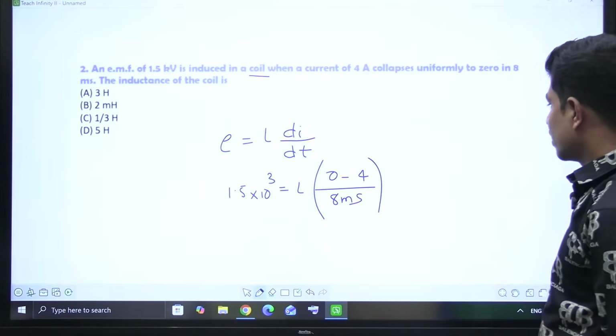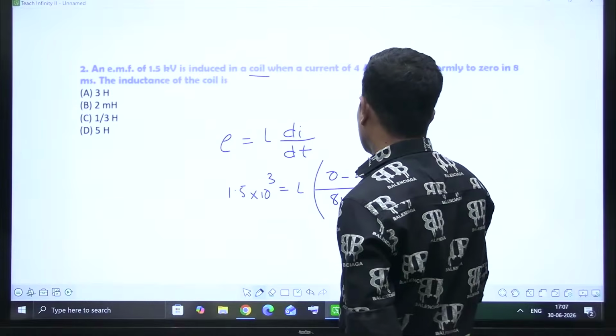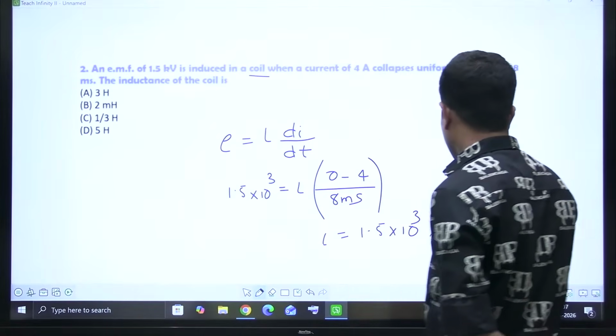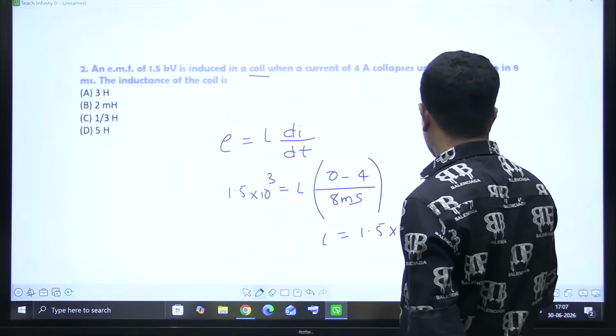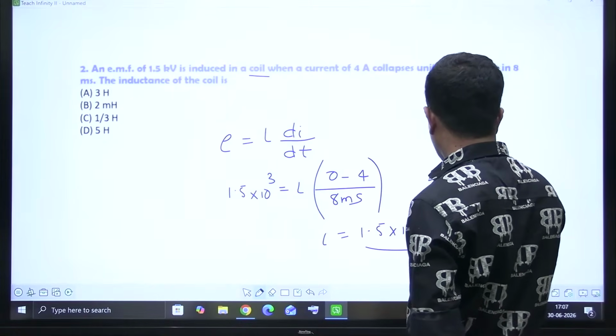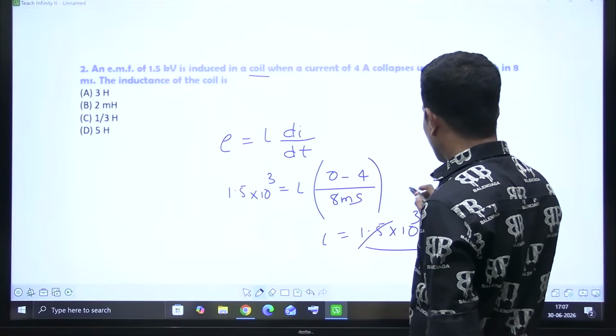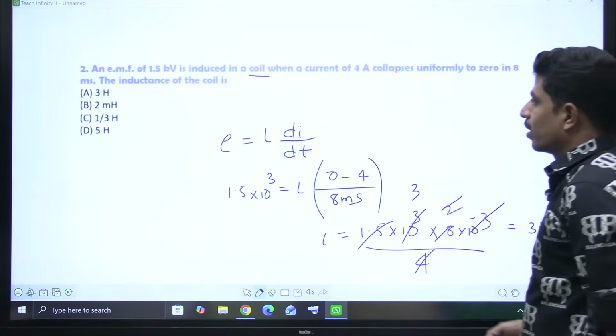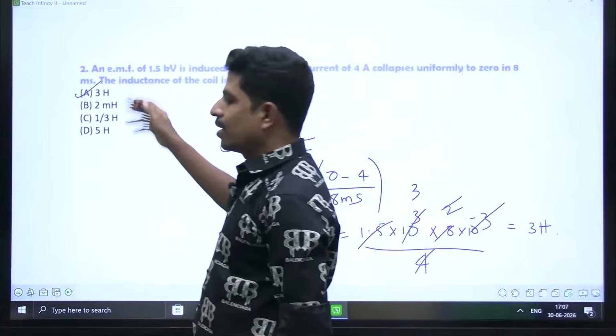Then the inductance of the coil is very simple. L is equal to 1.5 into 10 cube into 8 milli, 8 into 10 to the power of minus 3, divided by 4. 4 2s are 8, 1.5 times 2 is 3, so that is simply 3 Henry. What is the answer going to be? 3 Henry. The answer is 3 Henry.